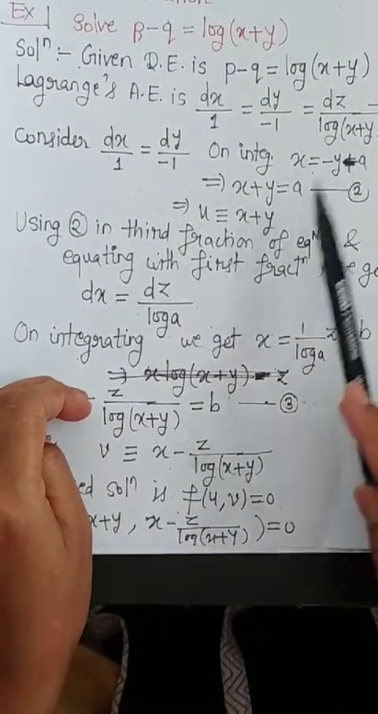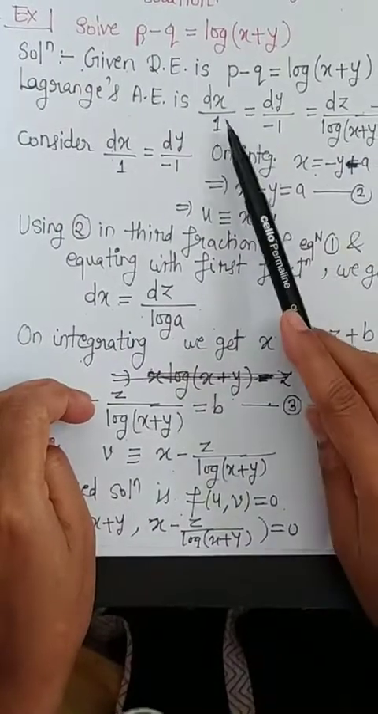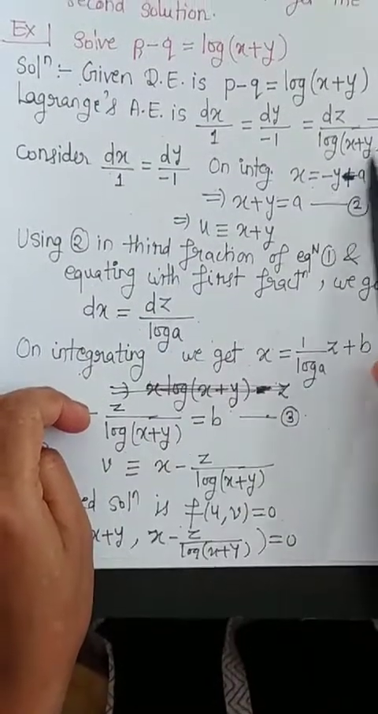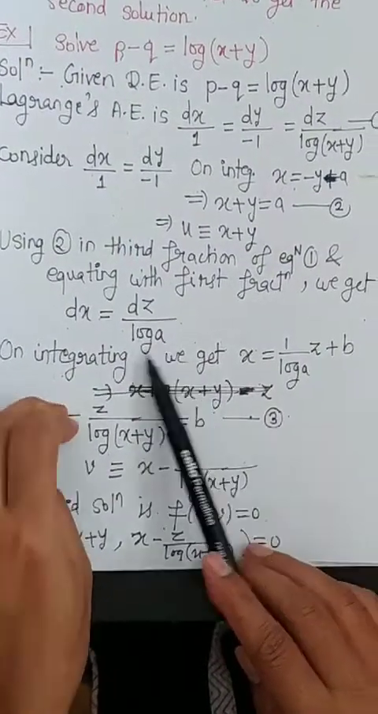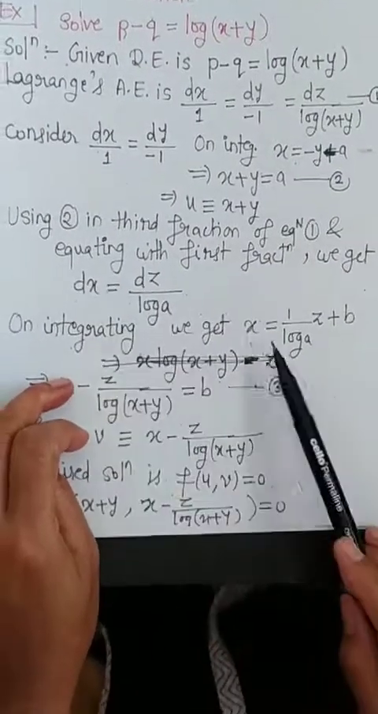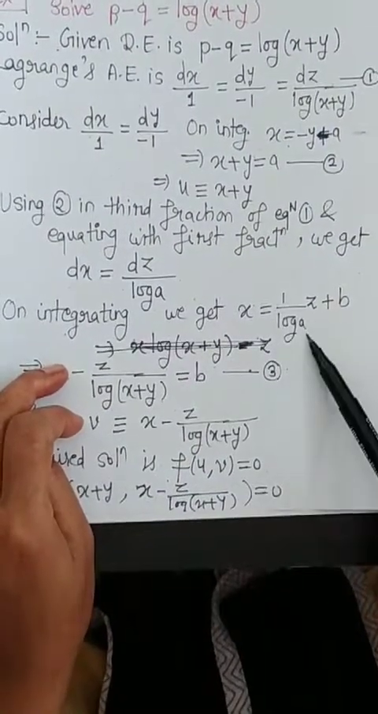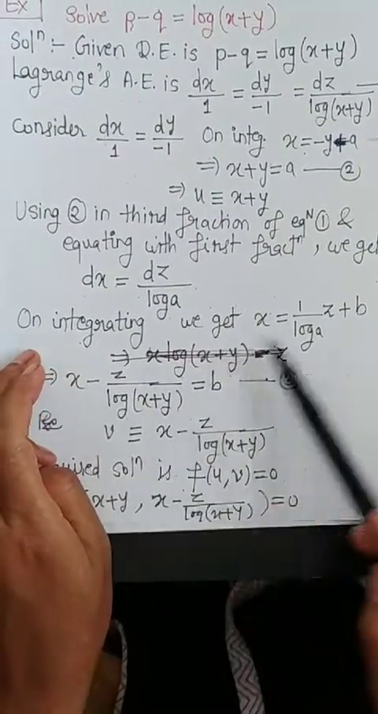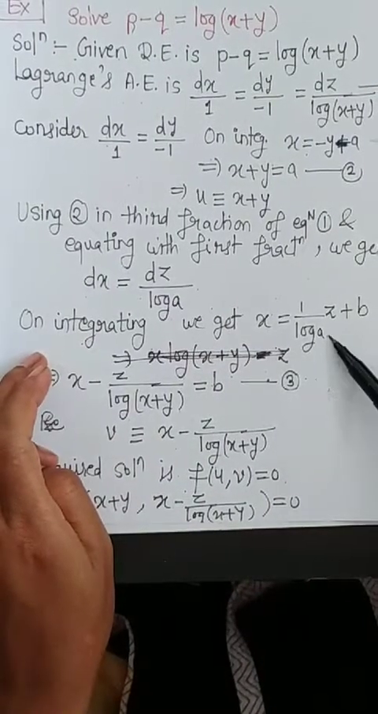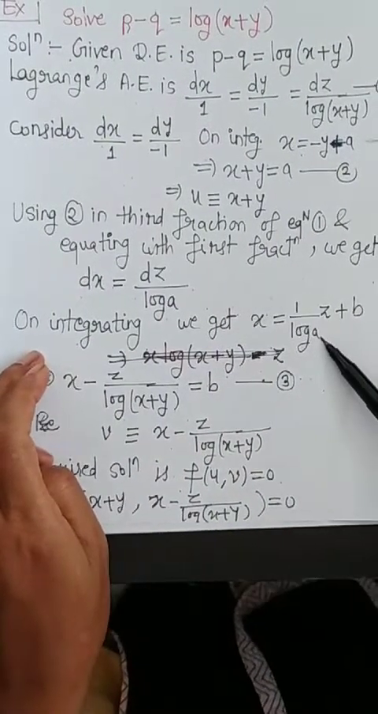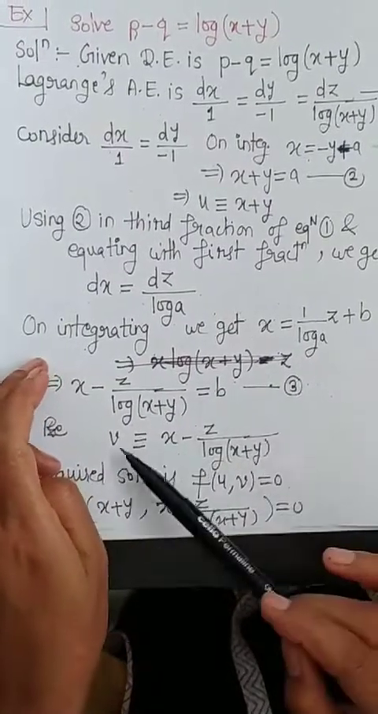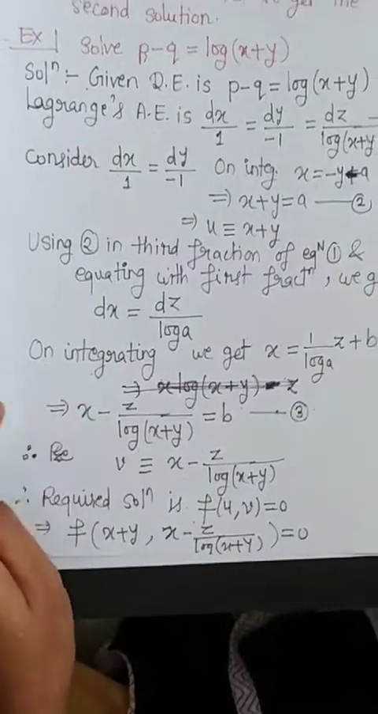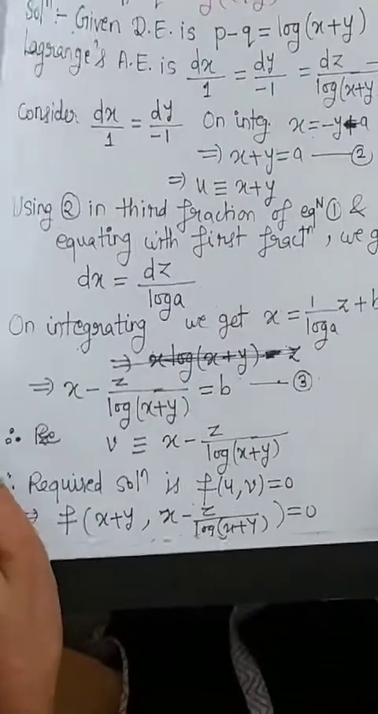So I am considering substituting this in the third fraction with the first one. So we have dx is equal to dz by log of x plus y, which is a according to equation 2, so log a. Now integrate: integration of 1 is x, then 1 by log a constant, integration of 1 is z, plus constant of integration. Shift all the variable terms, and once the integration is over, you have to replace back the value of this a, that is x plus y. Leave this constant, we get v. Like this we get the solution by making use of the second method.